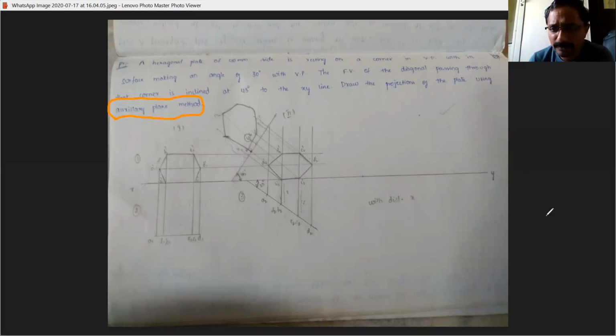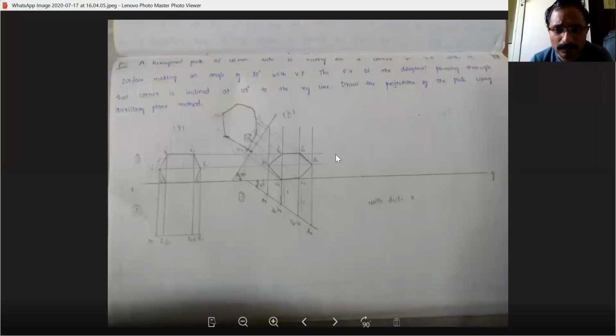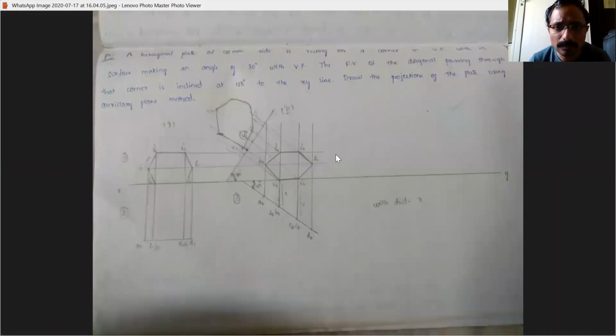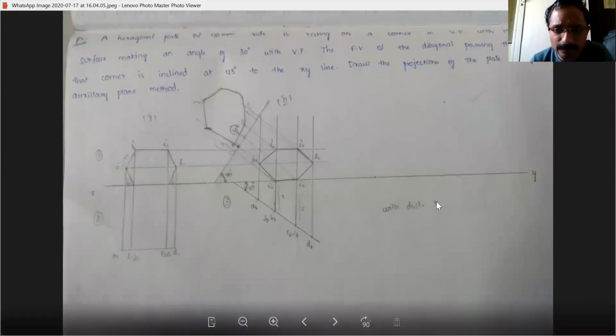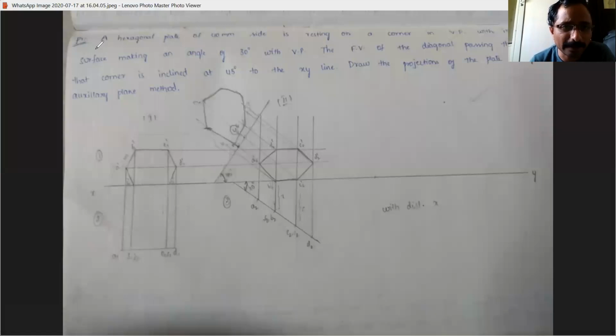So observe the given question here. A hexagonal plate of 40 mm side is given. Okay, the side length is 40. A hexagonal plate of 40 mm side length is given.